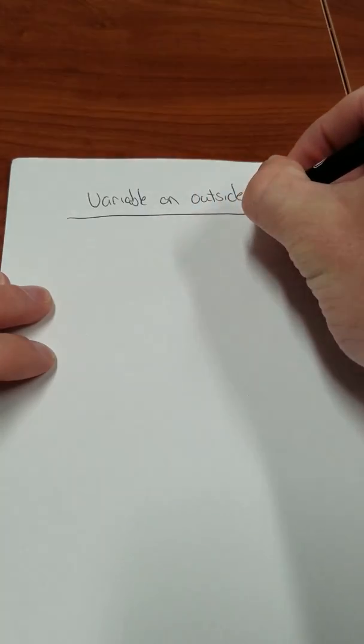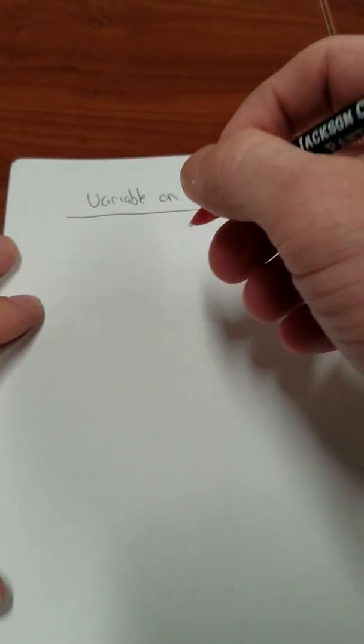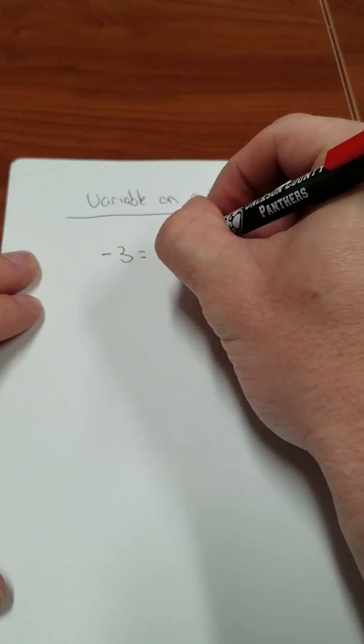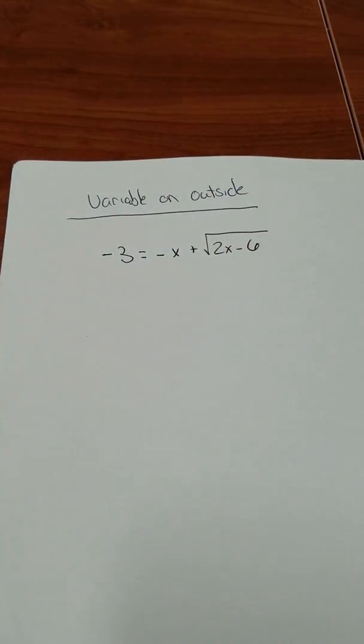And this is a little bit complex, so make sure you have some space to do this. So, negative 3 equals negative x plus square root 2x minus 6.